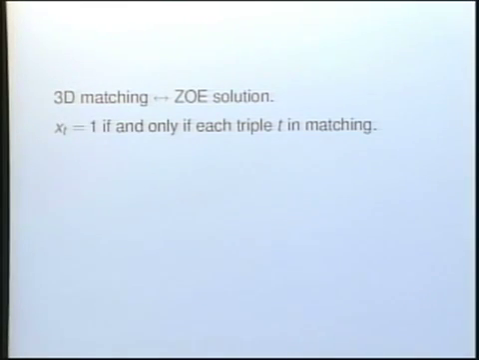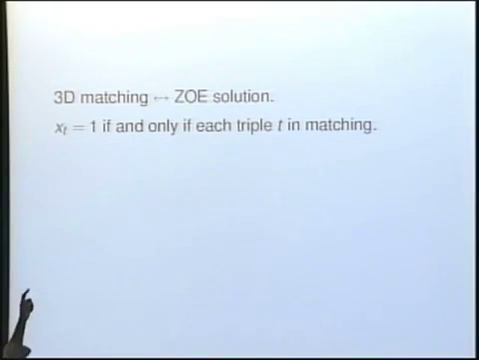Say you have a three-dimensional matching, and you want to show there's a 0-1 equality solution. You want to show there's a solution to the original three-dimensional matching problem if and only if, that's what the double arrow is, there's a 0-1 equality solution. And this coding up should have made this almost obvious anyway.